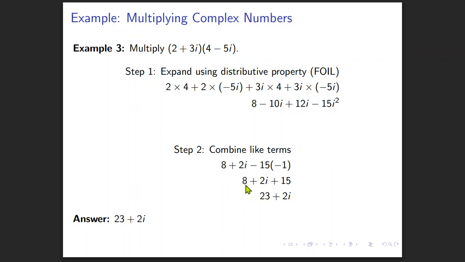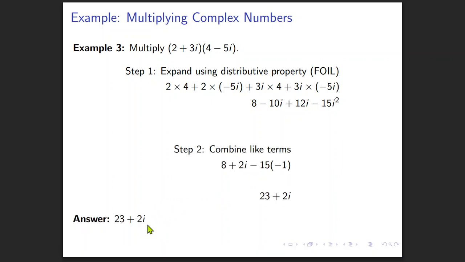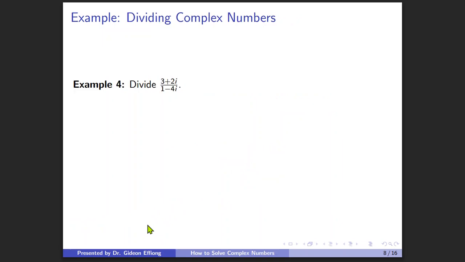So we now have 8 plus 2i plus 15, because minus 15 times minus 1 is plus 15. We sum it to arrive here. So our final answer is 23 plus 2i.